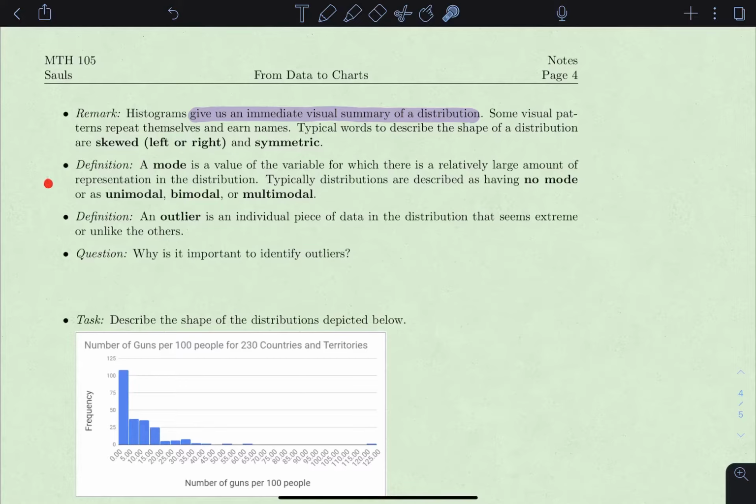This next definition is for the word mode, and it's a value of the variable for which there is a relatively large amount of representation in the distribution. So you don't have to have a mode, but when you have some value where a lot of the individuals in your study take that value or their set of values, that would be called a mode. And it's just a relative peak. It doesn't have to be the highest one.